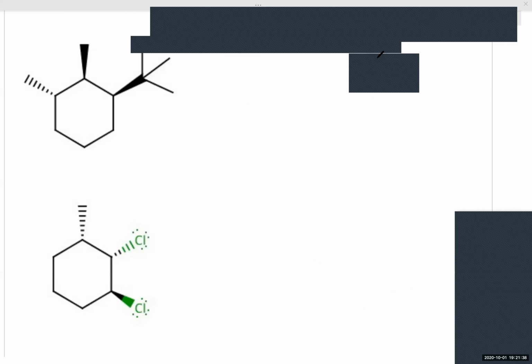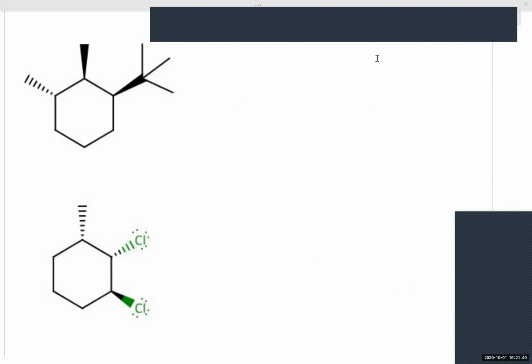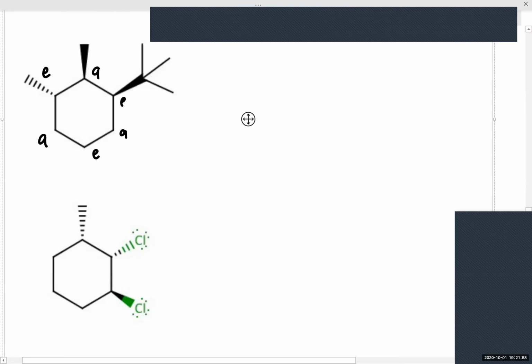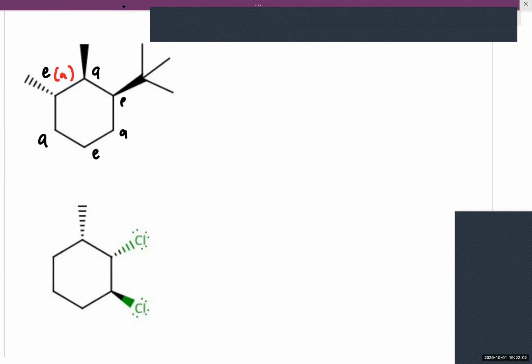The responses I've received look great. Everyone's on the right track with regards to these examples. And let's now discuss the instructor solution. So I'm going to label my counting method. So axial, equatorial, axial, equatorial, axial, equatorial. Because we have a dash instead of a wedge, I use the alternate label of axial.